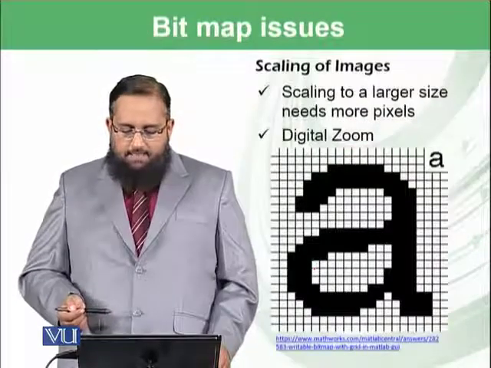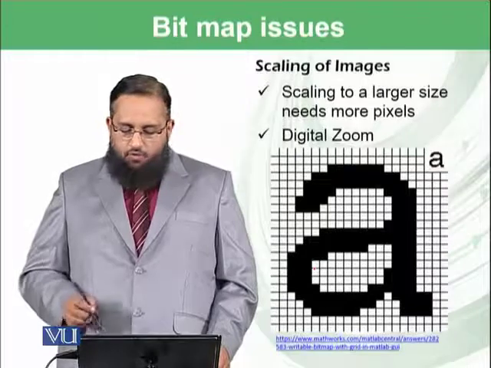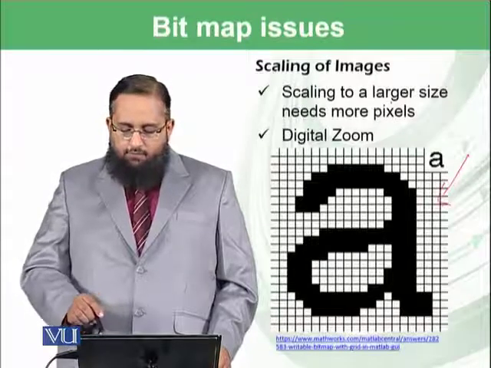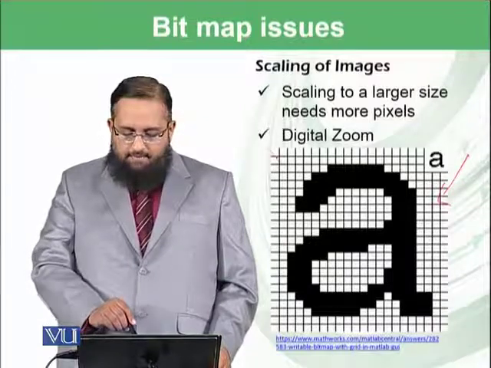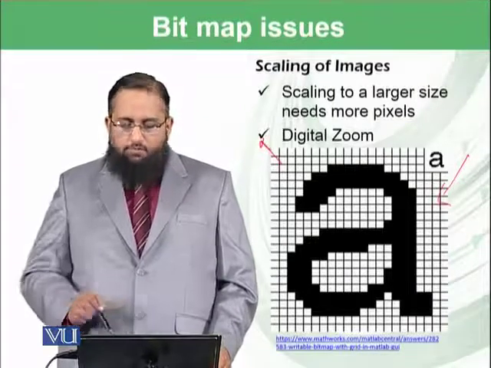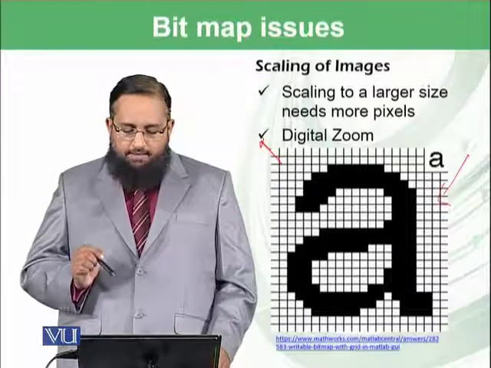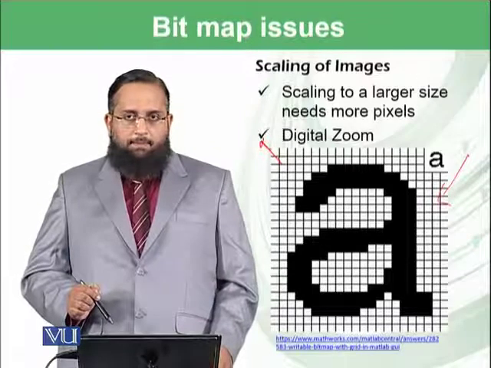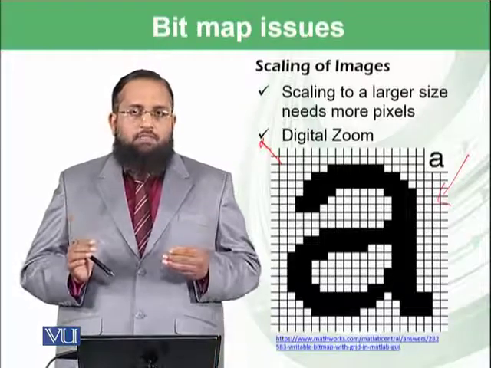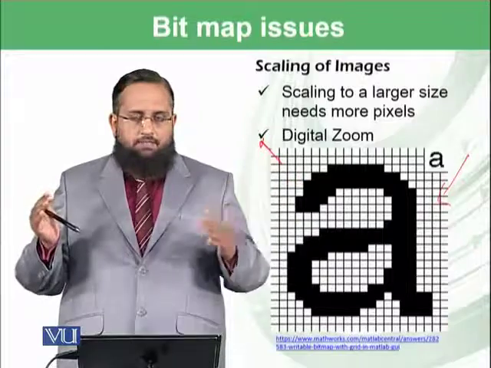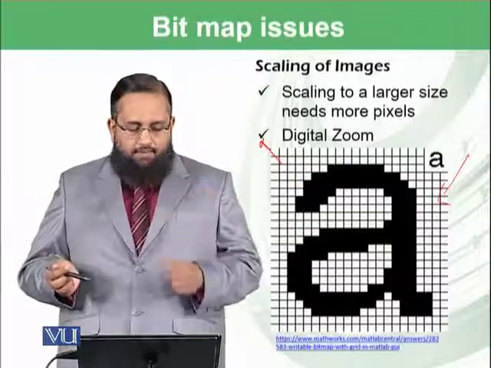And then there is scaling of images. When we represent an image as a bitmap, if we want to extend this bitmap to a larger size, then it will be blurred. So we cannot digitally zoom this bitmap. To digitally zoom this bitmap, we need a large number of pixels to represent this image.